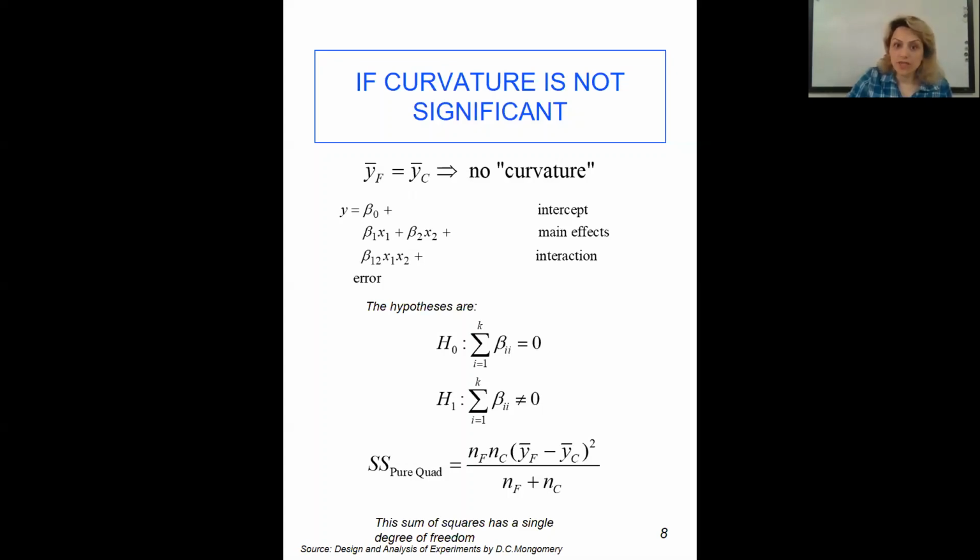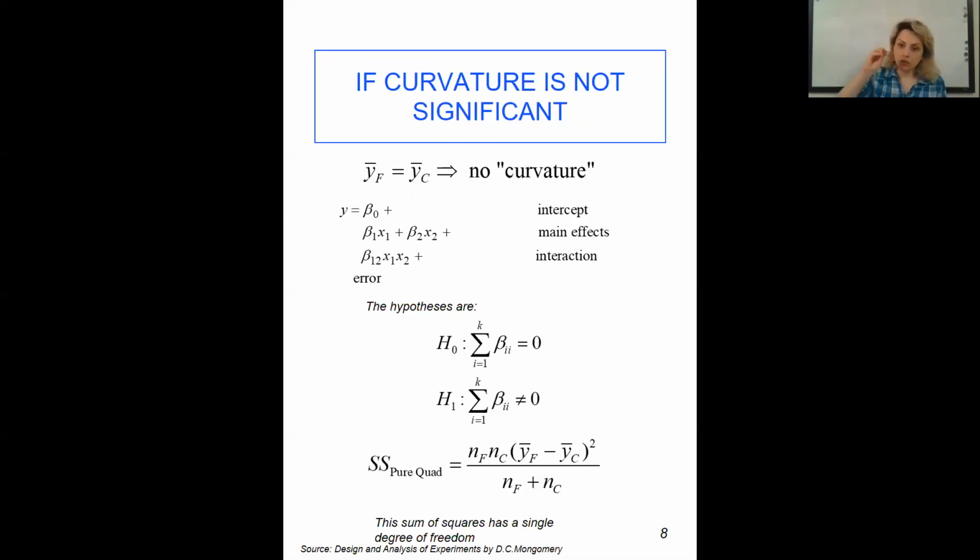And when there is no curvature, we would have beta null, beta 1 x1, beta 2 x2, beta 1 2 x1 x2, plus the error. And then we can have the hypothesis for it. The null hypothesis says that beta II is equal to 0, and the alternative hypothesis says that beta II is not equal to 0. When we say beta II, it means beta 1 1. That's the way we named it here, from the Montgomery book, you can see the source of it.